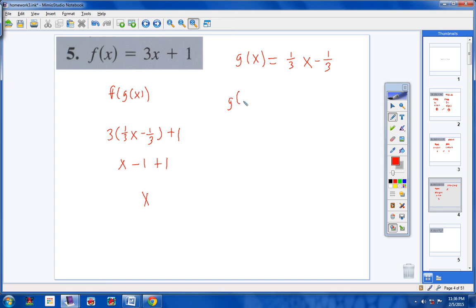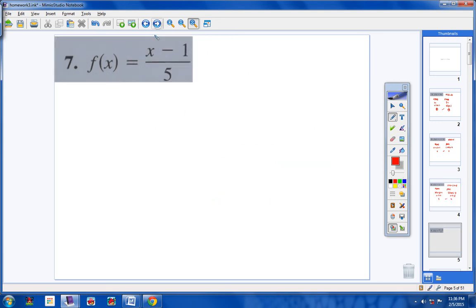Now we're going to find g of f of x. Take your g function, which is this here, and where the x is, you're going to put a really big parentheses. Now, in place of that parentheses, you're going to put your f function, which is 3x plus 1. Now take your 1/3 and multiply it through. So 1/3 times 3 is 1x. 1/3 times 1 is 1/3. And then bring down your negative 1/3. These will cancel, leaving you with x. Checks. Alright, moving on to number 7.